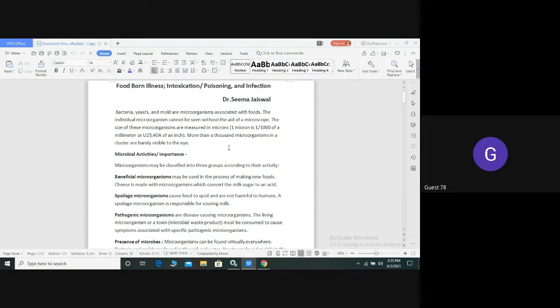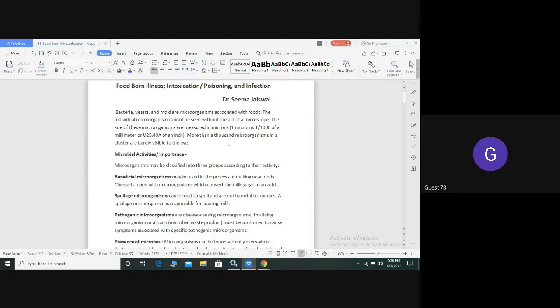Some bacteria produce toxins, and molds release toxins also. So mold and bacterial toxins are very harmful and produce intoxication and poisoning, and sometimes the bacteria or the mold itself produces a different kind of infection. So we are going to discuss here foodborne illness, intoxication, poisoning, and infection.